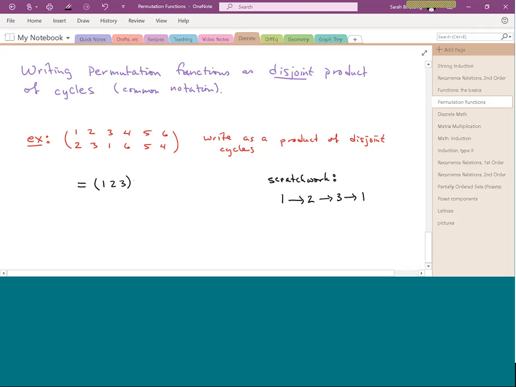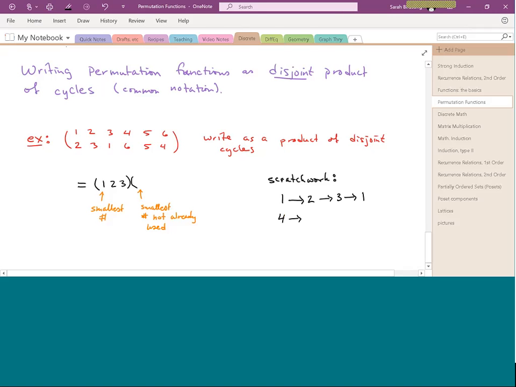Okay? Then we're going to start this again. So let me tag this. This is the smallest number. This one here, we're now going to start with the smallest number not already used. Okay? So who's the smallest number that hasn't been used yet? Would be 4. So we're going to start our next cycle with a 4.